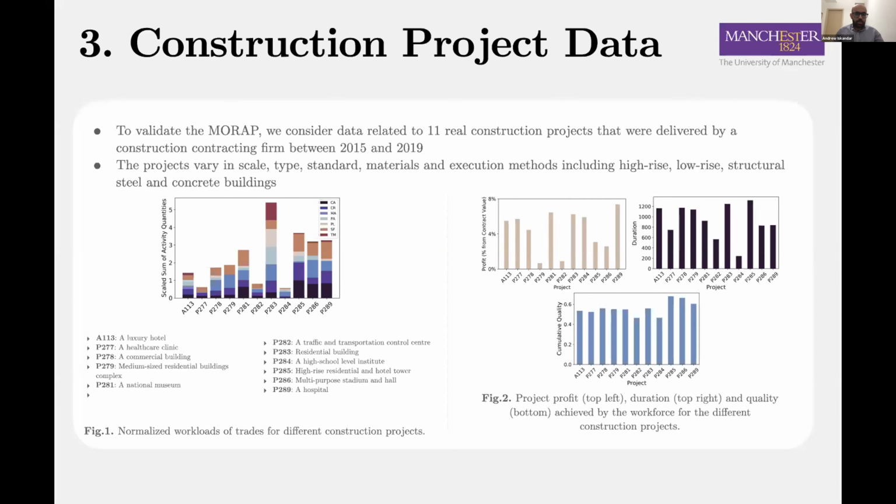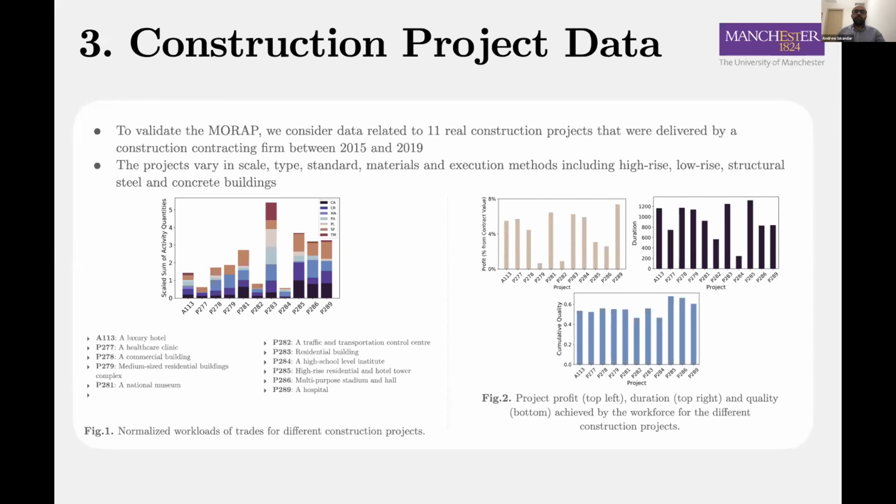Diving deeper into the construction project data in this research, we are using data from 11 real construction projects that have been delivered between the years of 2015 and 2019. The figure on the left, figure 1, shows the normalized workloads of trades for different construction projects, and it helps us compare between the diverse construction projects that we have been using in this research. So for instance, we can compare between project P284 and P283 and notice that P284 is relatively much less complex than P283 due to the variety of different trades and the activity quantities involved.